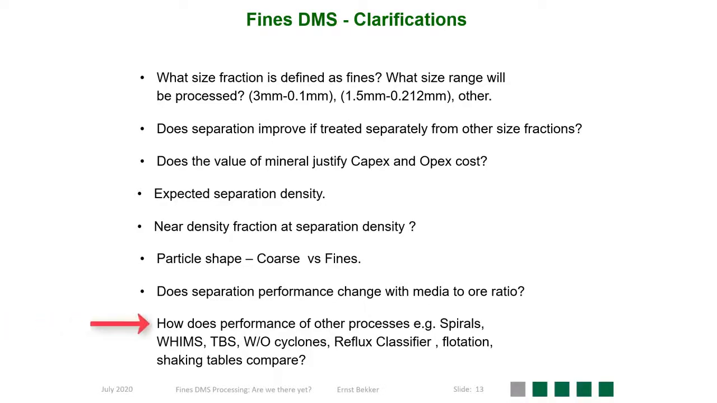And then how does the performance compare against other equipment, like the spiral, wet high intensity magnetic separator, or WHIMS, TBS, theta bed separator, water only cyclones, reflux classifiers and flotation, and even shaking tables? If some of this equipment is producing results similar to the fines dense media separation process, maybe they are the better option from a capital perspective.